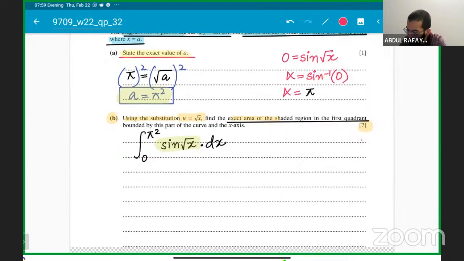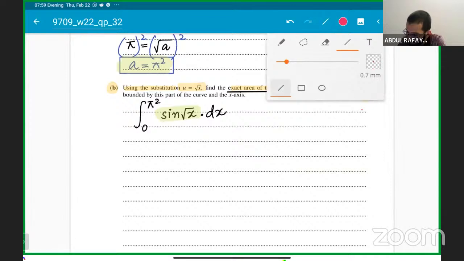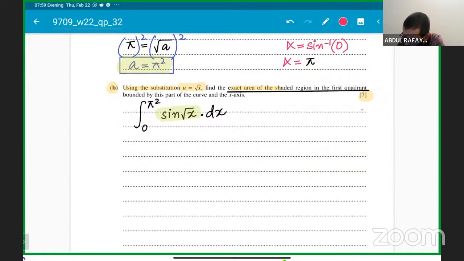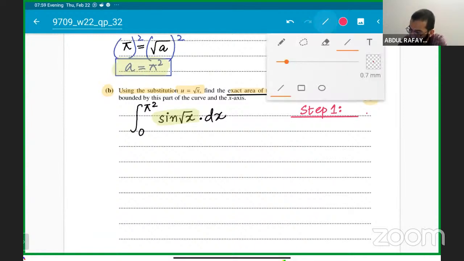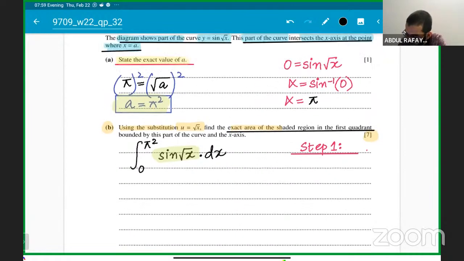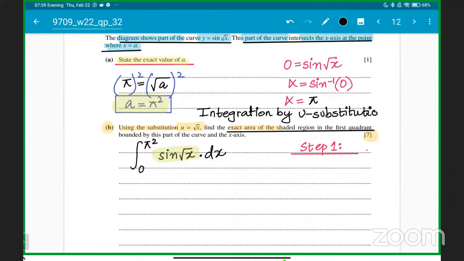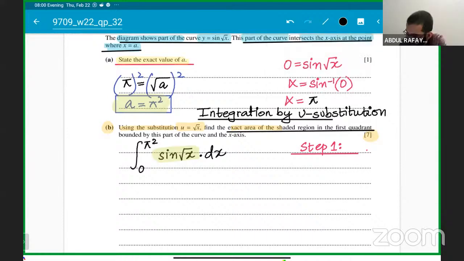So what happens, we'll start with the steps of the substitution method. The step number 1 of the substitution method is that you try to manipulate the equation in terms of u substitution. Let's write down the name. This is integration by u substitution. Okay, understood? Clear? So we have integration by u substitution, and step number one is this thing.